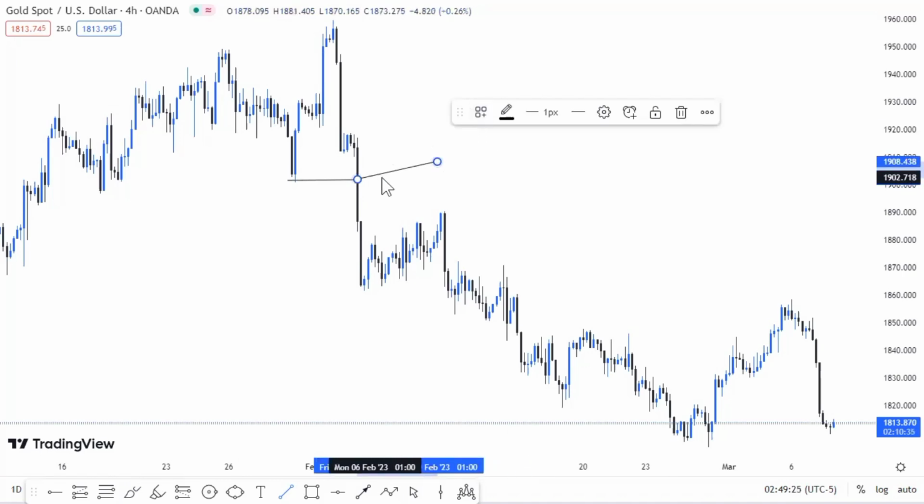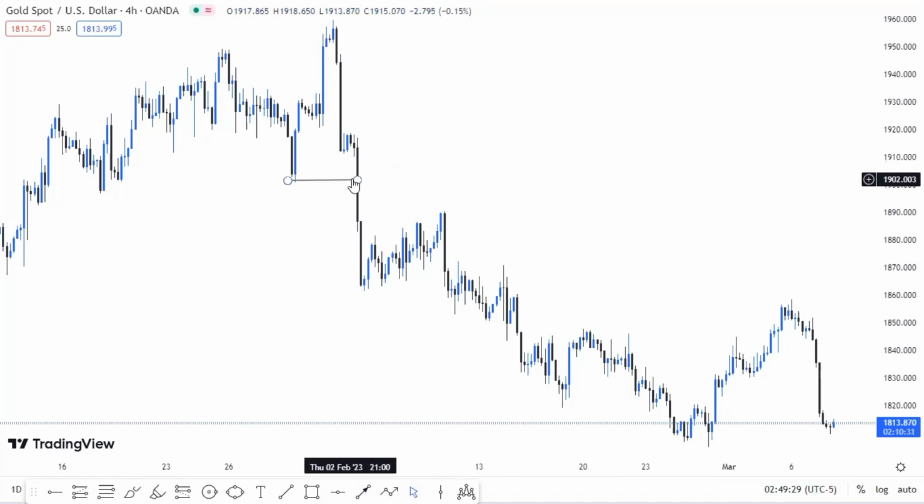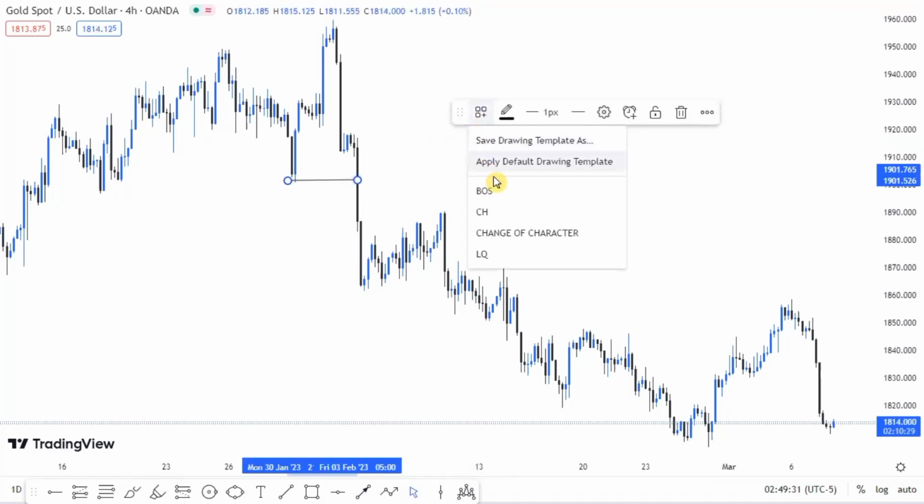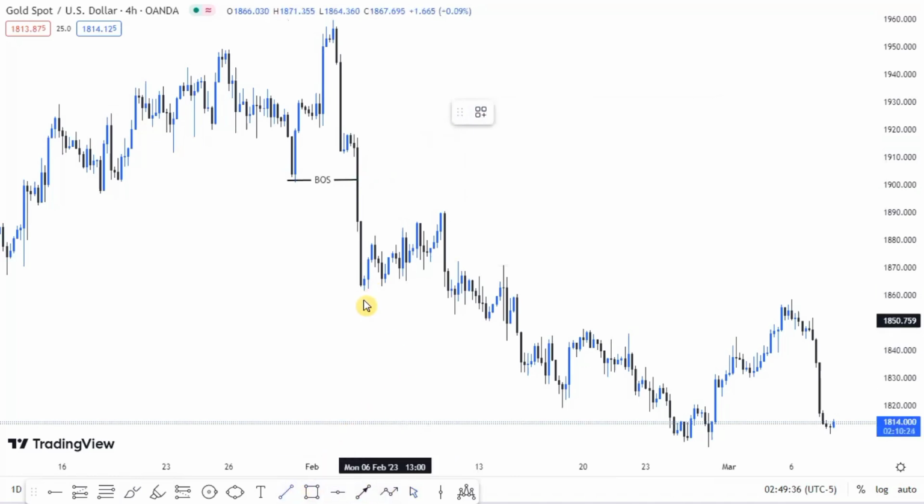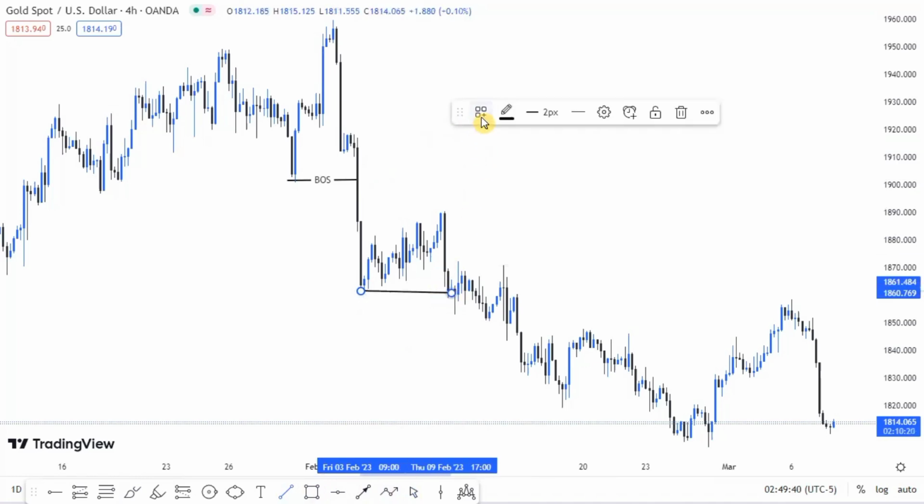We have a break of market structure here, right? That led to the creation of a new low. So this break of market structure led to creating a new low. And then we also have a break of market structure again here, which led to the creation of a new low.